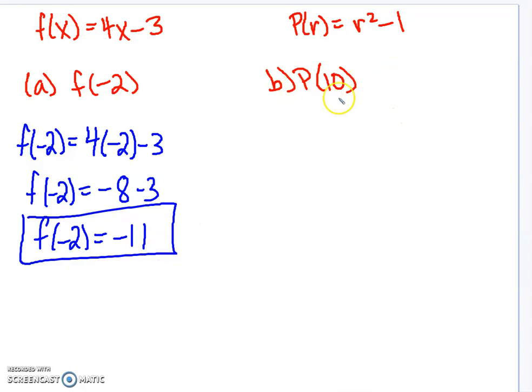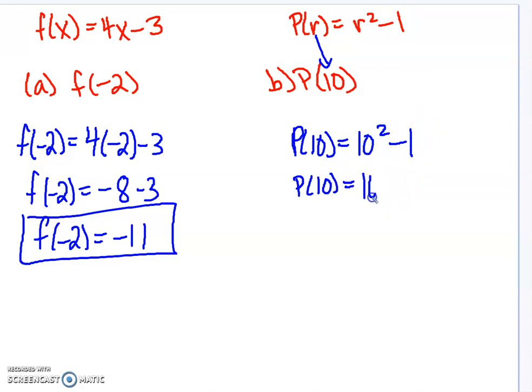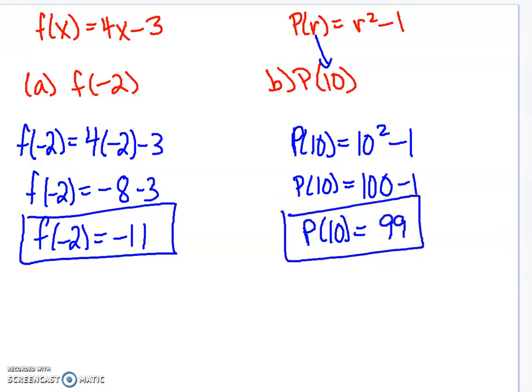Let's do the same thing over here. This is P of R. Our R is being replaced by 10 this time, so I'll replace all the R's with 10. Again, this is P when I put in an input value of 10, and it's going to give me an output of this calculation. So it's going to become 100 minus 1. When I input 10 into this function, I output 99.